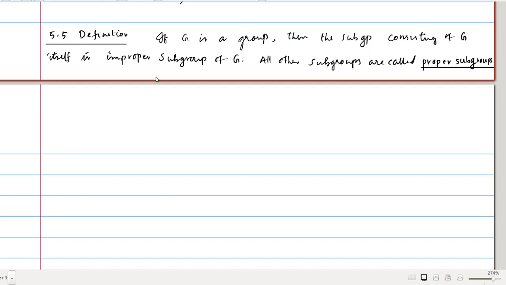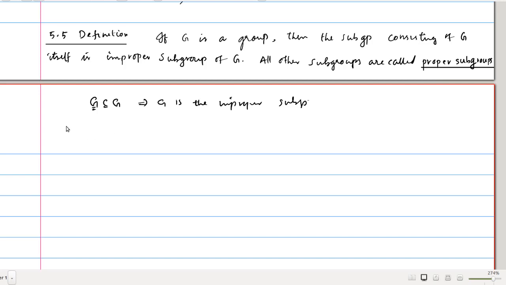Now, we have a subgroup of G. If G is a group, then G is again a subset of G itself, and we can use the same operation, or induced operation, on this subset. Then we get G as a subgroup of G itself. Since G is a subgroup of G itself, it is called the improper subgroup of G. That means every group G has exactly one improper subgroup, that is G itself. All other subgroups are called proper subgroups. If G has a subgroup which is not equal to G, then that subgroup is called a proper subgroup.